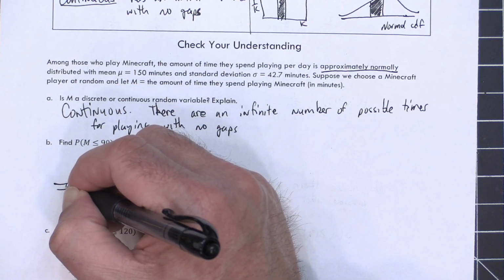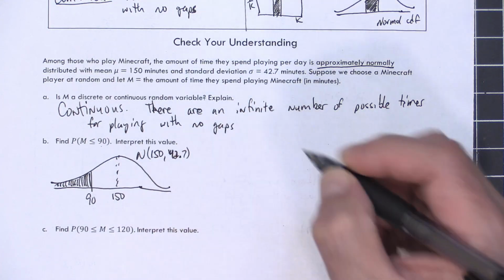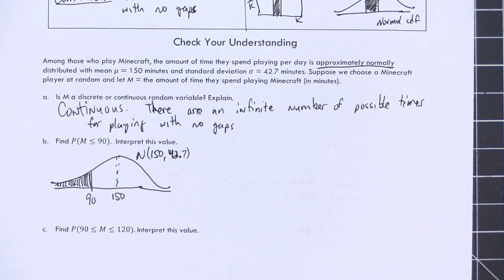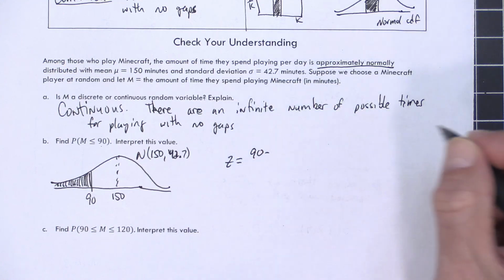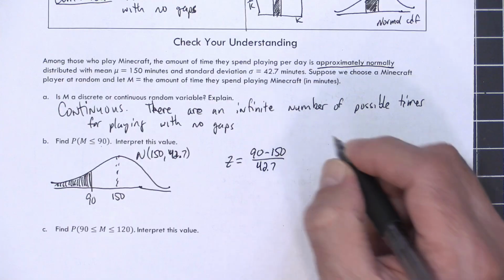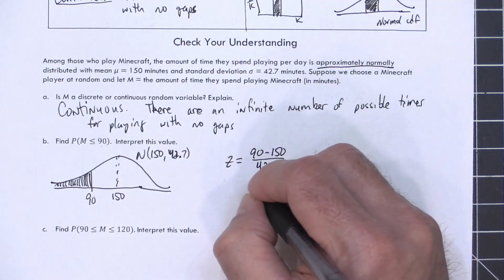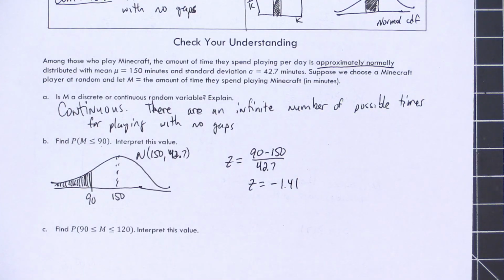And then I'm just going to figure out, okay, using my calculator, what's this probability? Now, we need to start getting into the habit of finding the z-score anytime we do this. The reason for that is the AP exam always wants you to write down the z-score, whether or not you use it in your calculator. So let's just do that. So z equals the observation, 90, minus the mean, 150, over the standard deviation, 42.7. So this z-score is actually negative 1.41.